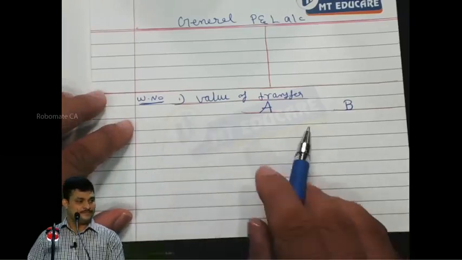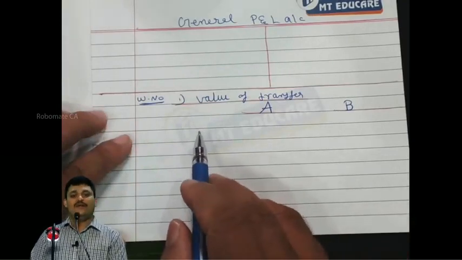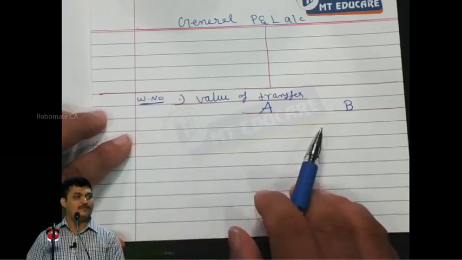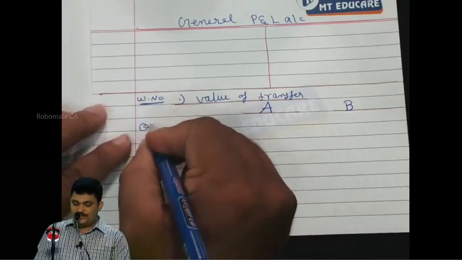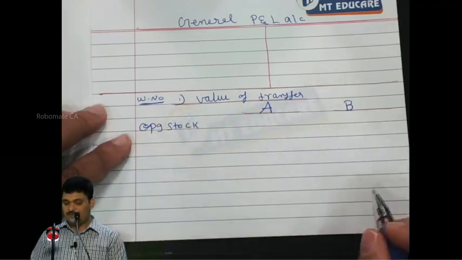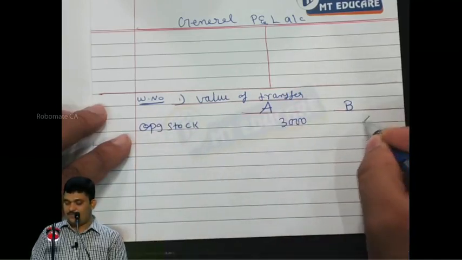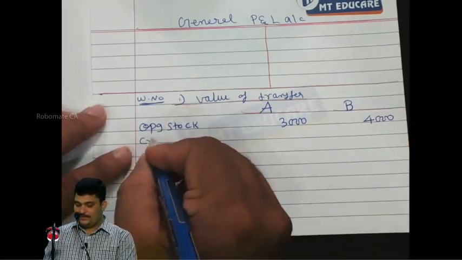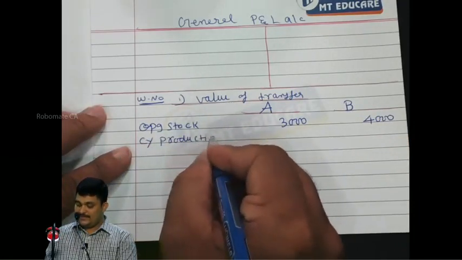Please listen. We need to find out the total goods available at the department. We need to identify the total goods available at the departments. For that, I should take the opening stock of finished goods and the current year production. Opening stock, how much? 3,000. 4,000. Current year production. Listen.